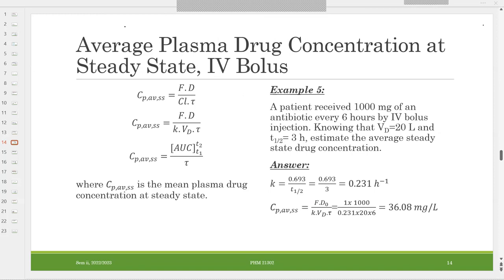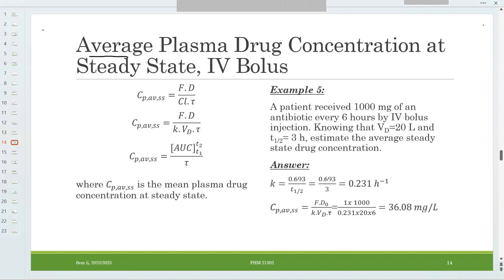So we continue the topic of designing dosage regimen. We stopped yesterday by this slide. So now we will learn how to calculate the average plasma drug concentration at steady state in case of administration by IV bolus injection. When we say here average concentration, don't get confused. Average here doesn't mean arithmetic average.